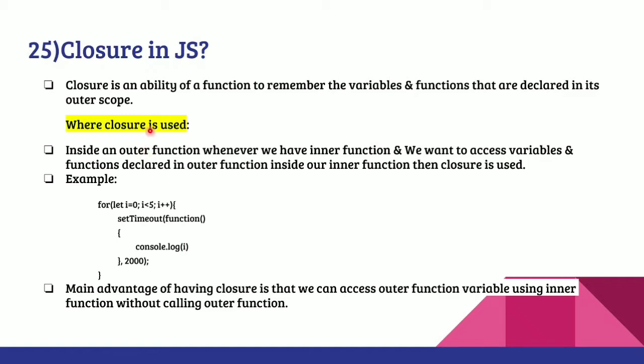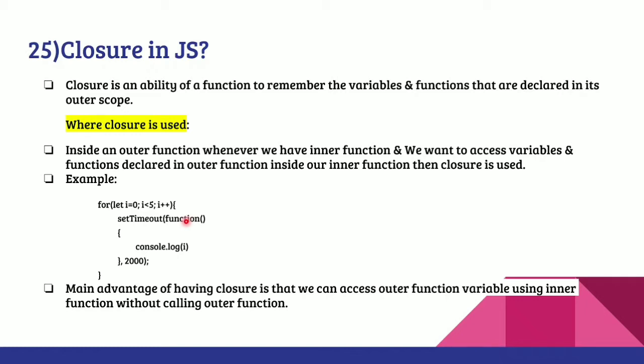Secondly, where is closure used? Whenever we have an inner function inside an outer function, and we want to access variables and functions declared in the outer function inside the inner function, then closure is used. Suppose this particular for loop and everything is embedded inside one function. As the i variable is declared in its outer function, we are able to use it inside our inner function with no issues at all. So that is the power of a closure.